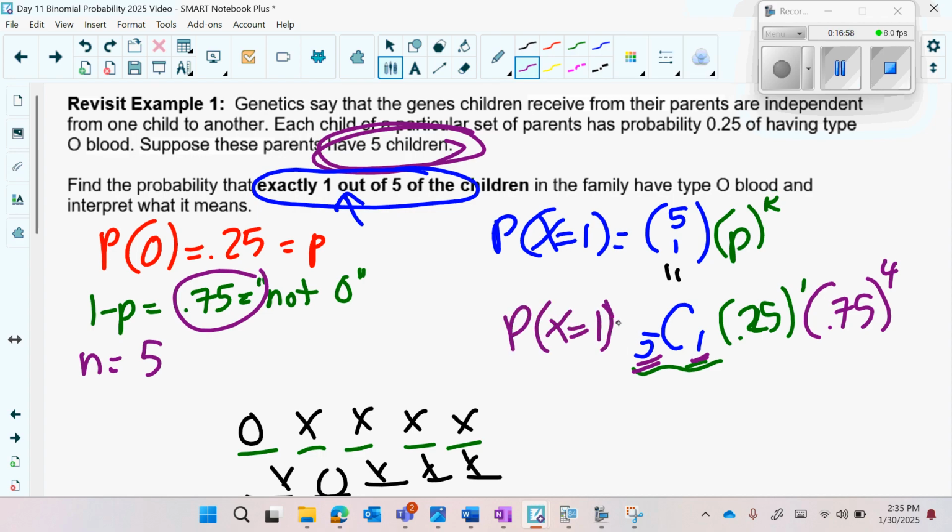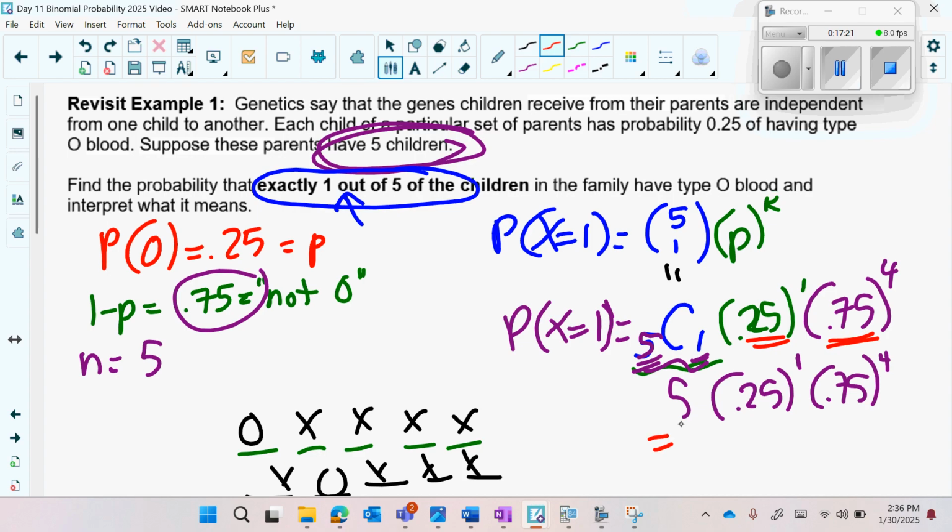Okay, it's a combination. So how many combinations can we arrange of 5 kids, one of whom having type O blood? There's 5 of them. Then the probability of that happening is 0.25 to the 1. And then failure, 4 of them basically are going to not have type O. So one of them is going to have type O, and 4 of them are not going to have type O. So then you could either put this in the calculator exactly how you see it, and I'm going to show you how in a second, or there is another calculator function for that, okay?